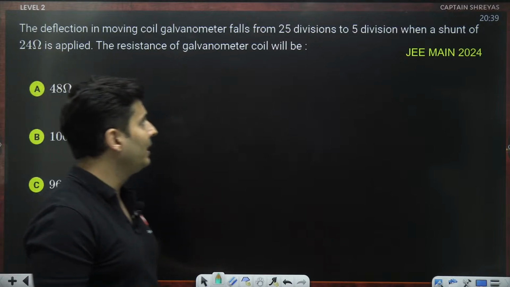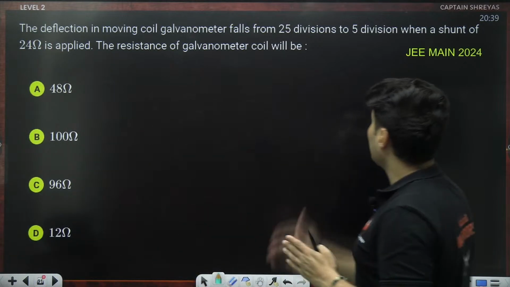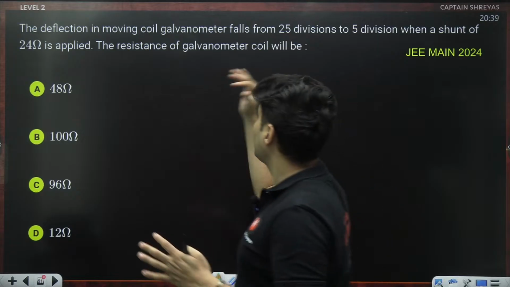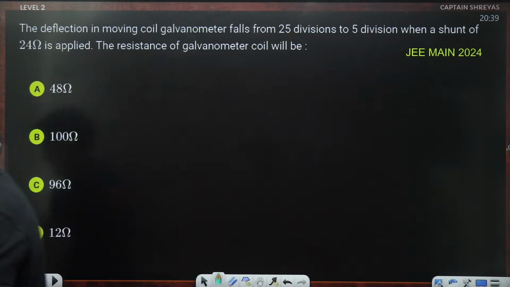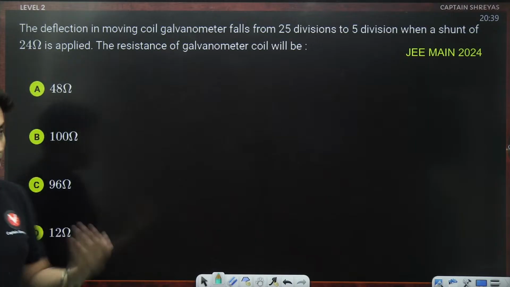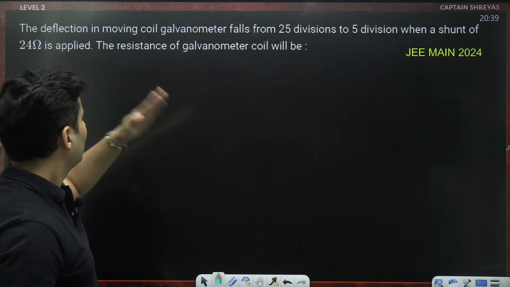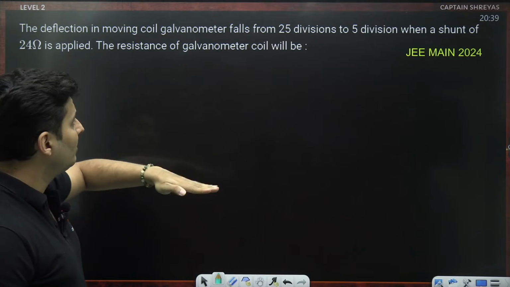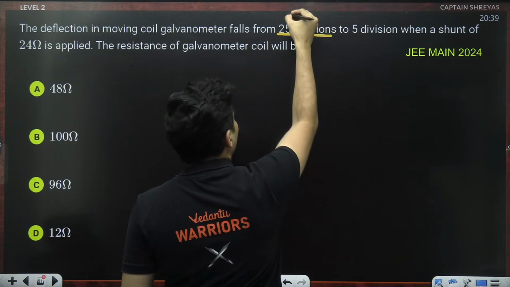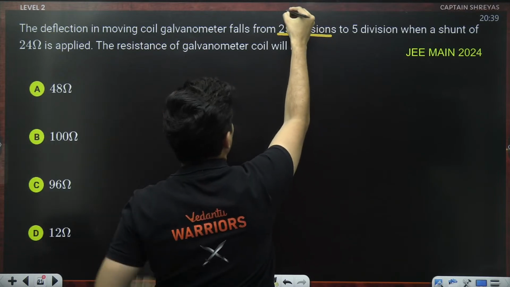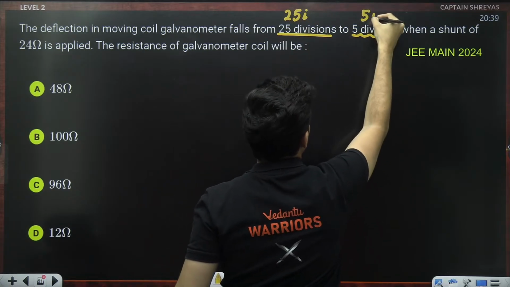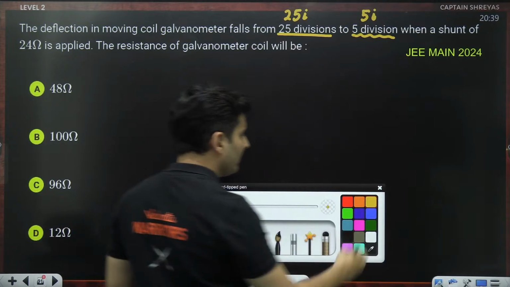The deflection of a galvanometer falls from 25 divisions to 5 divisions when you connect a shunt of 24 ohms. Find the resistance of the galvanometer coil. Let's see how we solve this particular question. Because of the shunt, the deflection falls from 25 to 5 divisions. Let's assume originally the current flowing in the galvanometer was 25I. Later on, the current flowing in it is basically 5I.